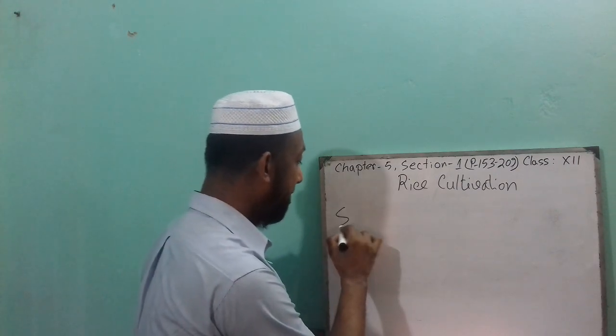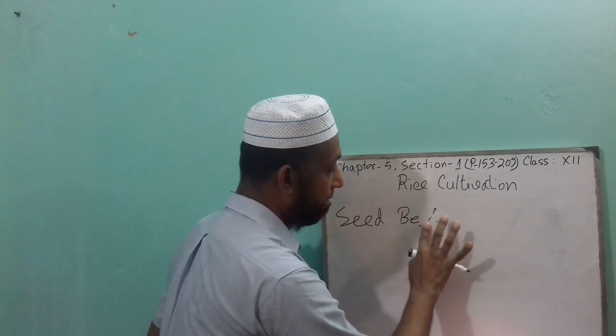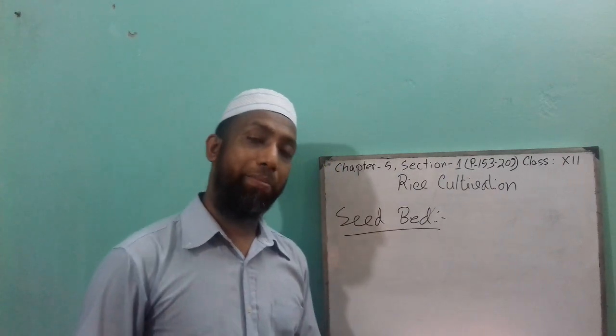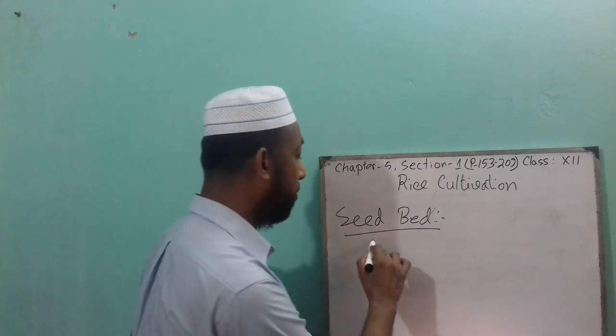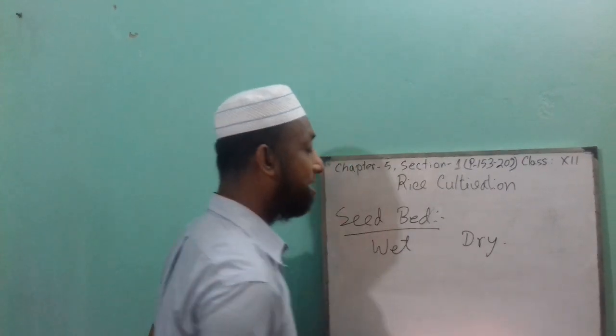In our country, seed beds are mainly of two types, which are the wet seed bed and the dry seed bed.